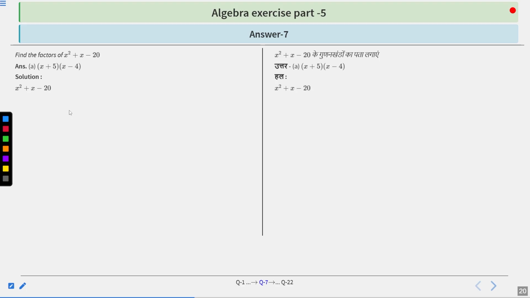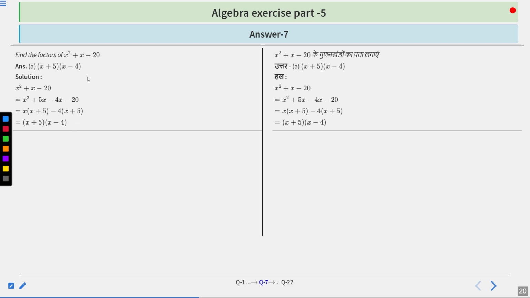So the given equation was x square plus x minus 20. This plus x can be written as plus 5x minus 4x. So our equation becomes x square plus 5x minus 4x minus 20. Taking x common from the first two terms, we get x into x plus 5. Taking minus 4 common from the last two terms, we get minus 4 into x plus 5. So the factors are x plus 5 into x minus 4. Option number A is the correct answer.